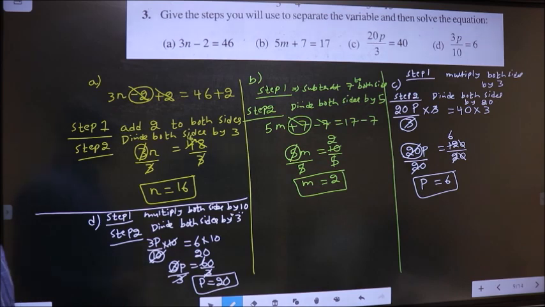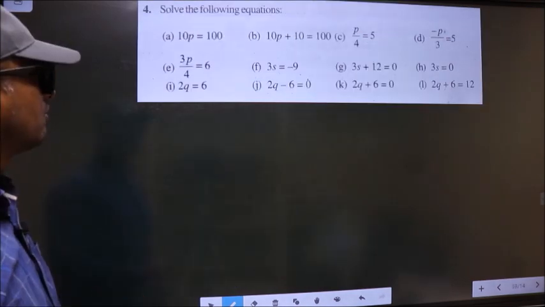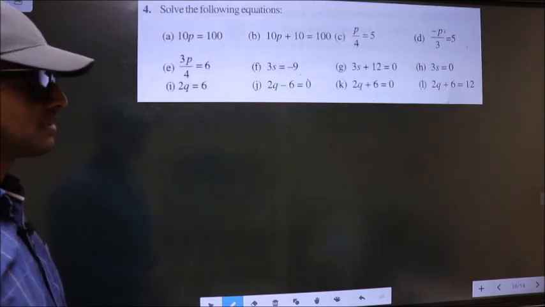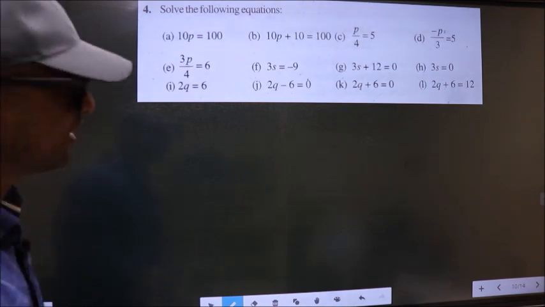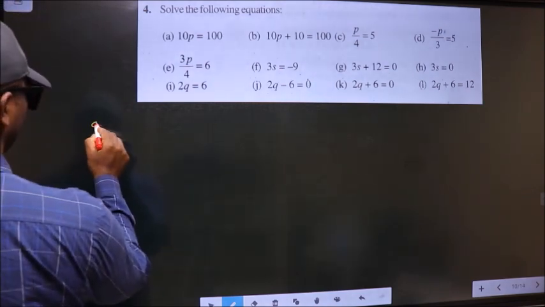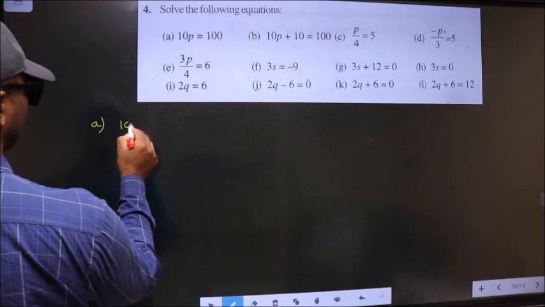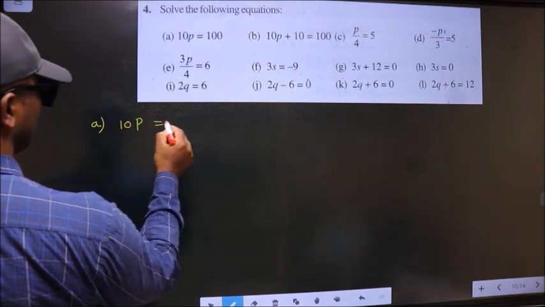Question is completed. Solve the following equations. So let us solve. A1, 10p equal to 100.